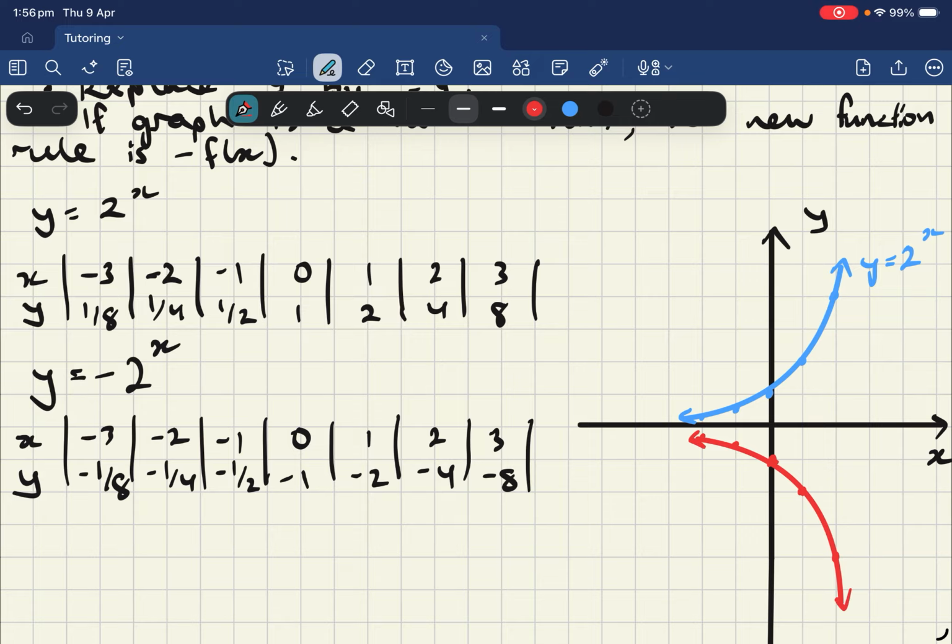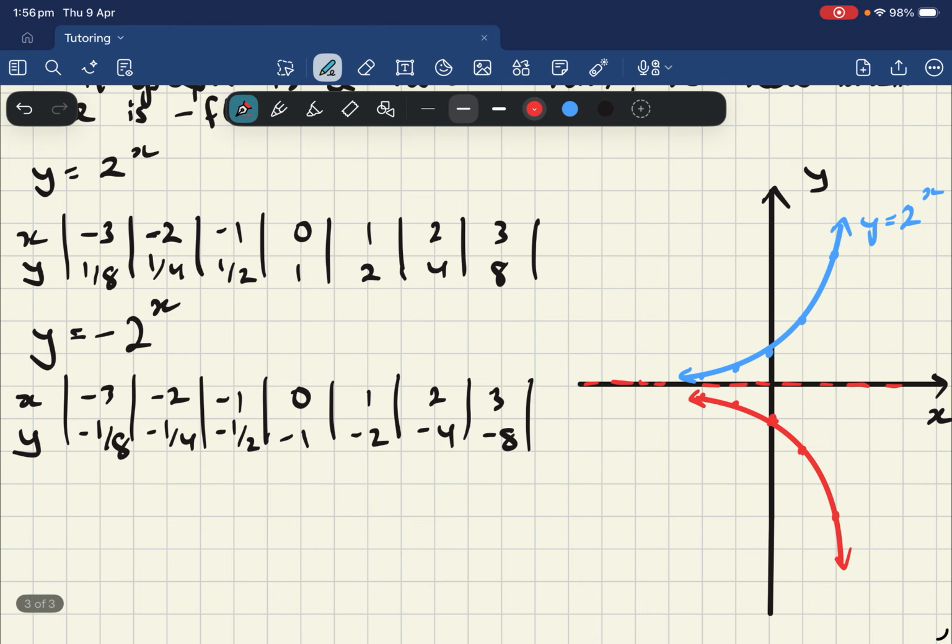And once again, as we expected, our mirror line is this x-axis. And if you sort of tilt your head to the side, you will see this reflection happening. And it is perfectly mirror reflected along the x-axis. So my rule here is going to be y equals -2 to the power of x.